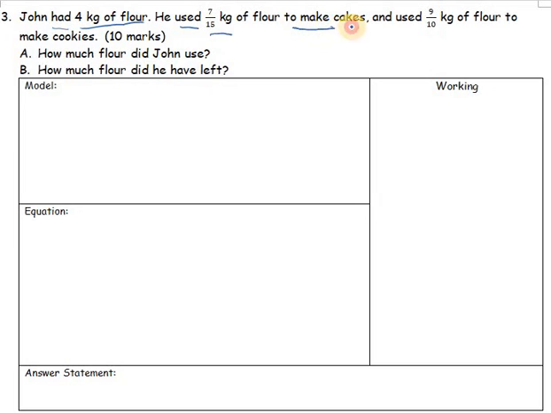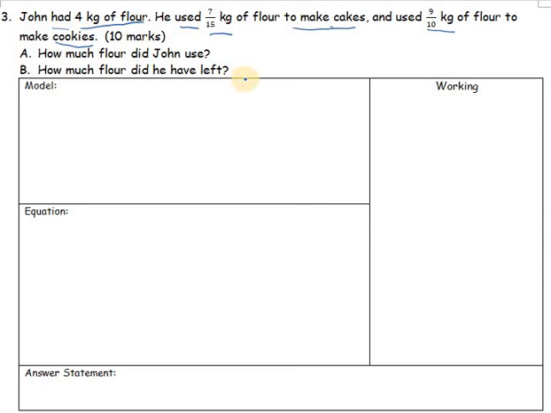cakes, and then used 9 out of 10 kilogram of flour to make cookies. So he used the flour to make cakes and cookies. After that we have two questions that we need to answer here. How much flour did John use and how much flour did he have left?